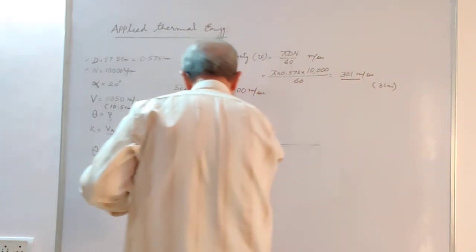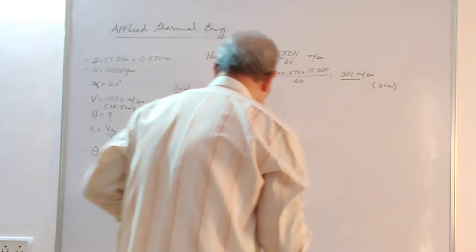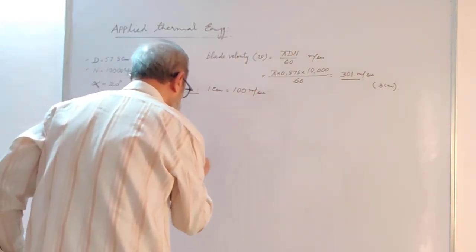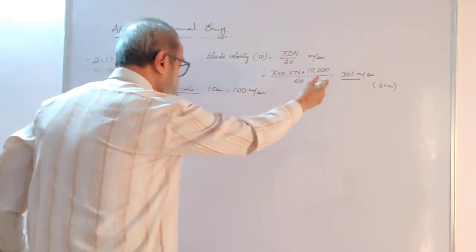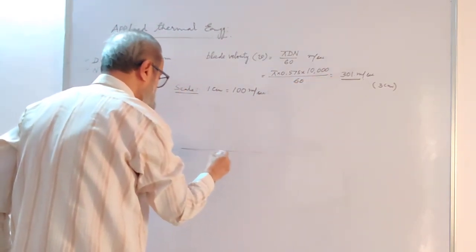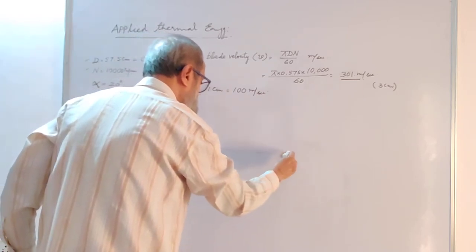On this horizontal line, what you have to do is, you draw a horizontal line like this. On this line, you mark that 301. 301, that is 3 centimeters you mark. So this is V.